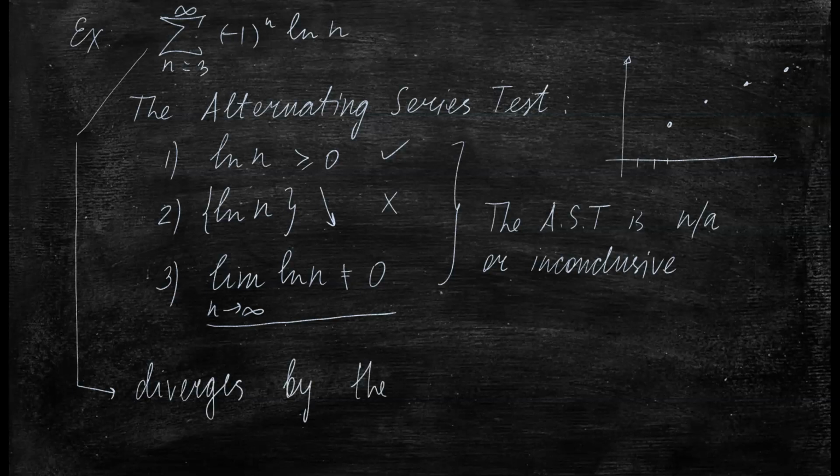by the divergence test. So the problem would be more interesting or complicated if the limit was going to 0 while the series itself is not decreasing. So that would make the problem more challenging. But this particular series diverges.